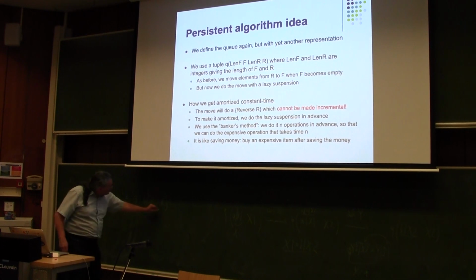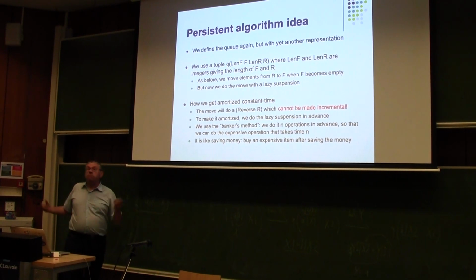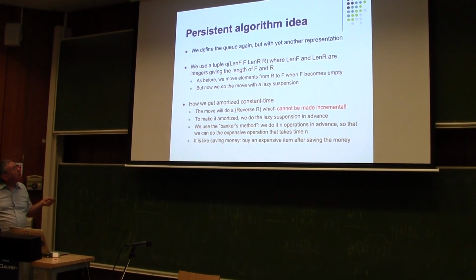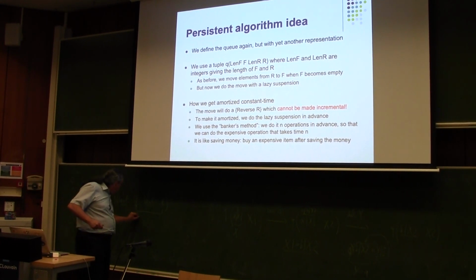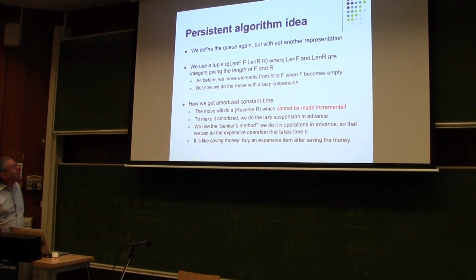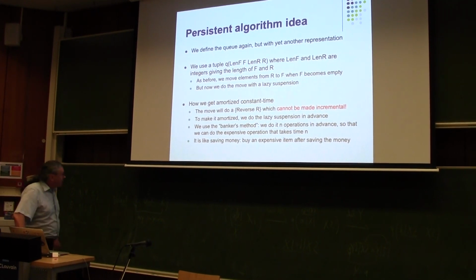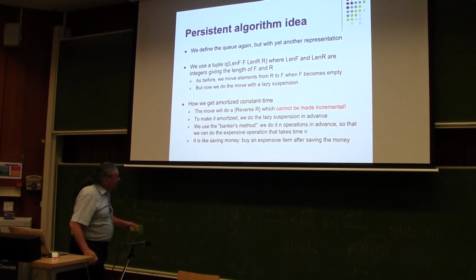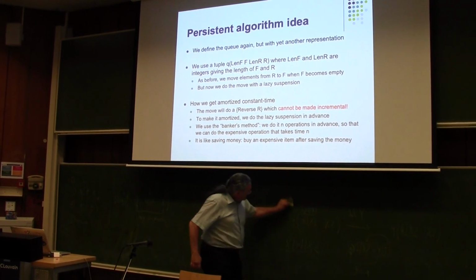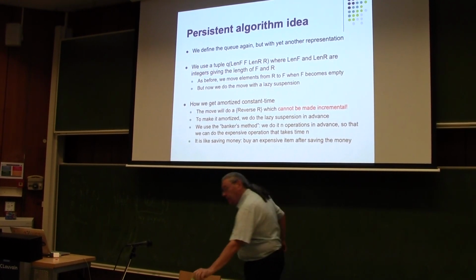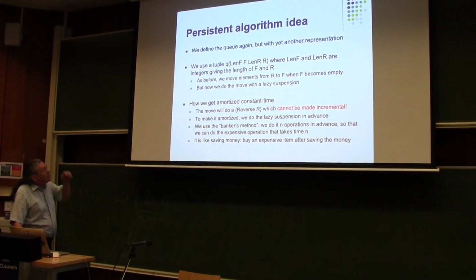And the idea, again, is to move elements from R to F. So it's very similar to the amortized one we did in functional. Okay? But this move will now be done with the lazy suspension. It's not going to be done by calling the function immediately. It's going to be done lazily. Okay. So that's the idea. And now, how do we make this whole beast amortized constant time? That's the trick. That's the subtlety.